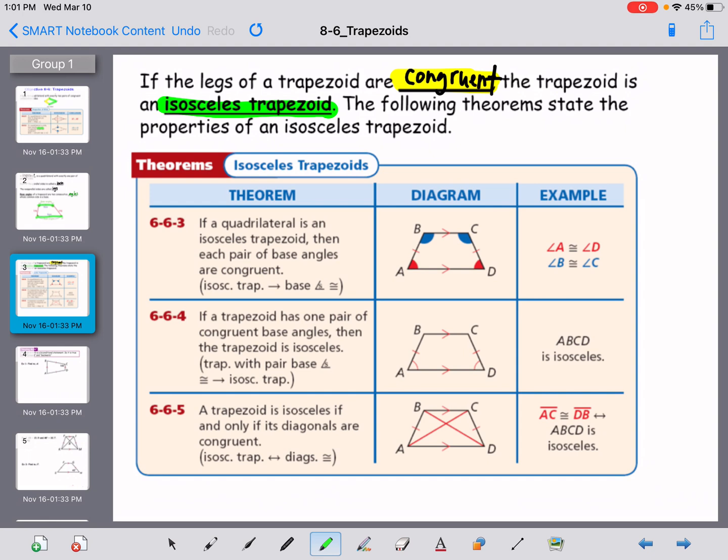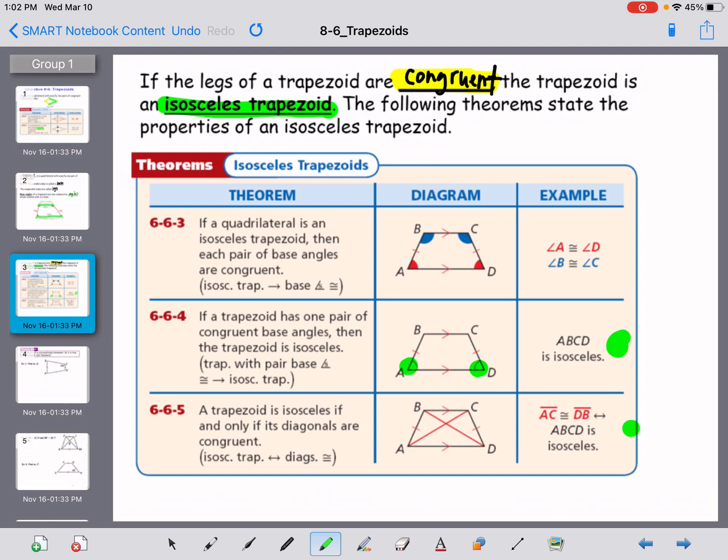So if we have an isosceles trapezoid, then the base angles will be congruent, meaning that pair of base angles, BC is one pair, AD is a second pair. That pair would be congruent to each other. If we have a trapezoid, and we know that one pair of the base angles are congruent, then we can say it's isosceles. That's what this second theorem is saying. If we know at least one pair is congruent, then we can say that trapezoid ABCD is isosceles.